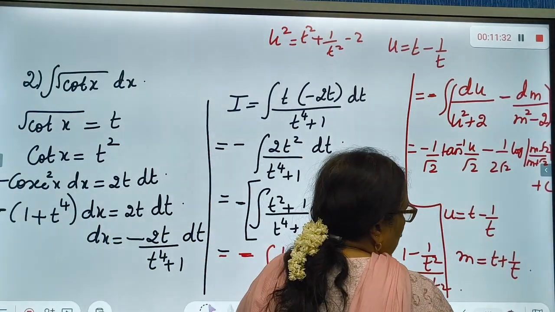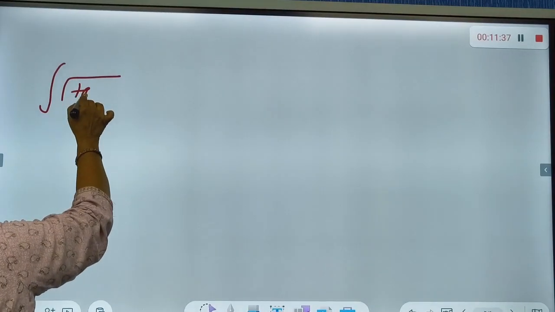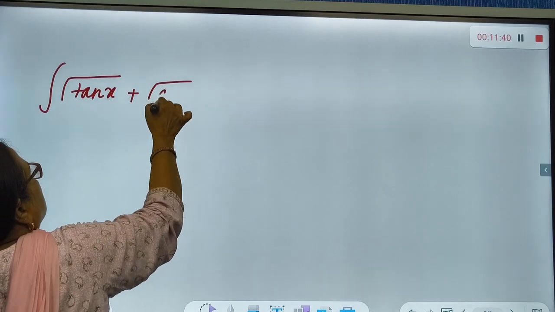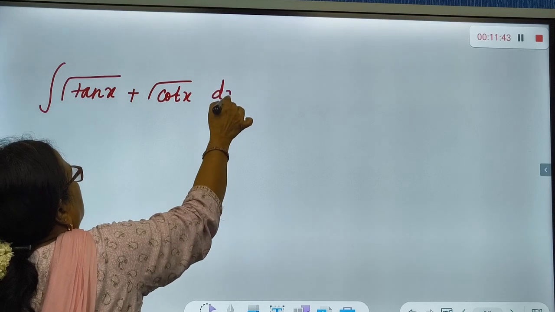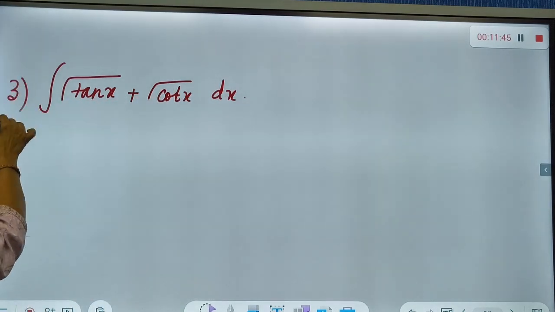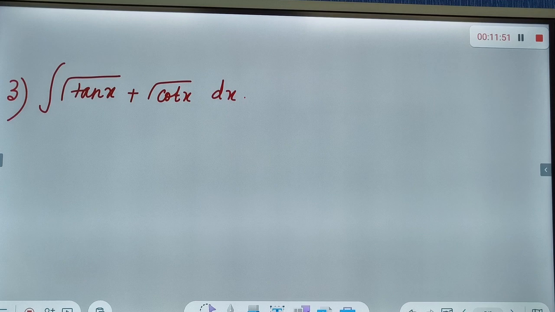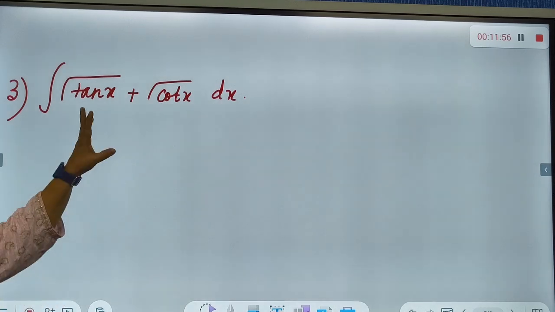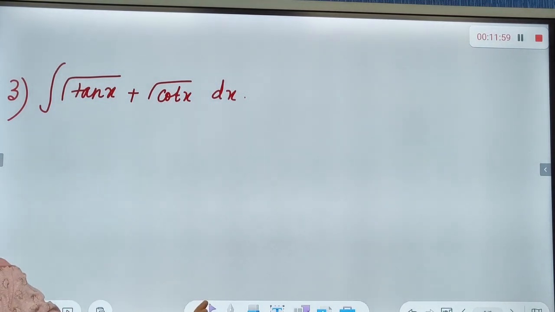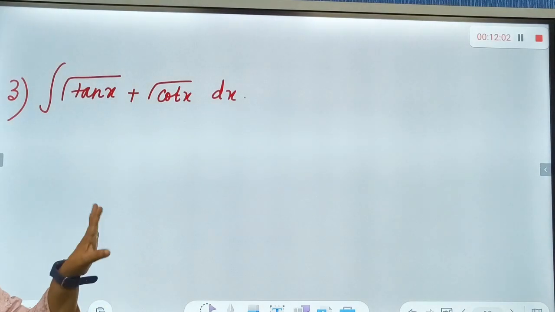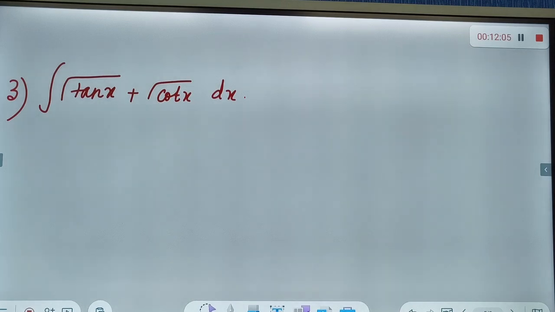Next function that we are going to integrate is the integral of root of tan x plus root cot x dx. So to integrate this function, there are two ways. The longer method is write it as integral of root tan x plus integral of root cot x. Do what we did earlier, integrate them separately, bring them to the form of x power 4 plus 1 and integrate. Okay, and you have to do separately for both the functions.